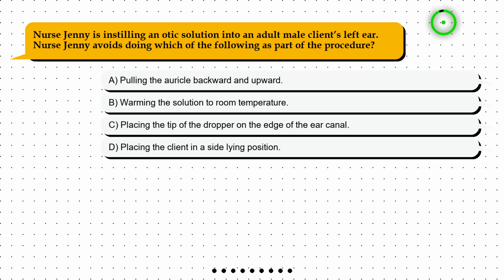Question 1. Nurse Jenny is instilling an otic solution into an adult male client's left ear. Nurse Jenny avoids doing which of the following as part of the procedure? Option A. Pulling the auricle backward and upward. Option B. Warming the solution to room temperature. Option C. Placing the tip of the dropper on the edge of the ear canal. Option D. Placing the client in a side-lying position.